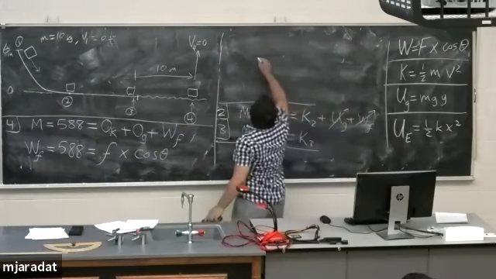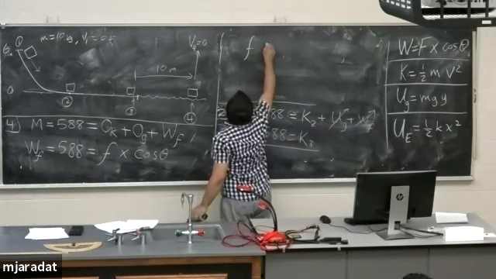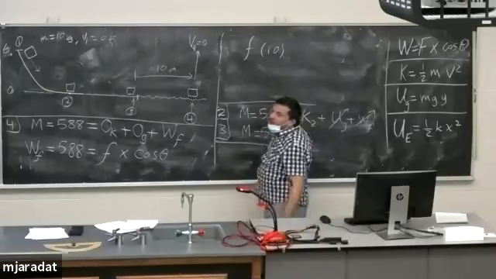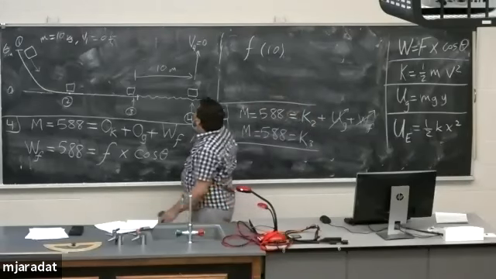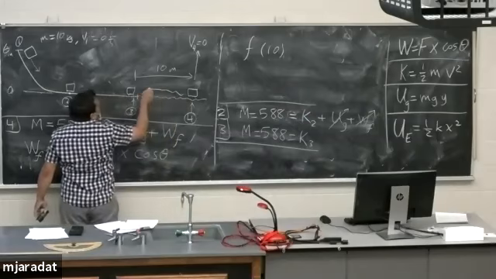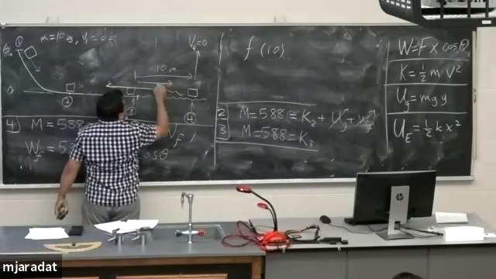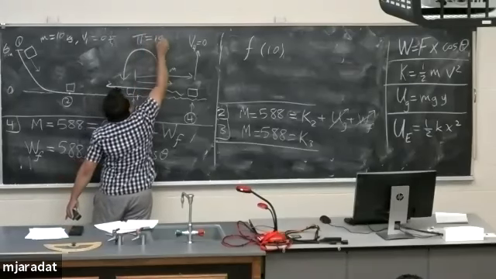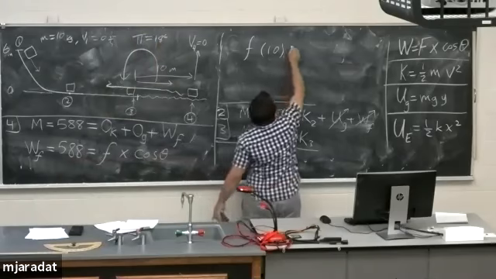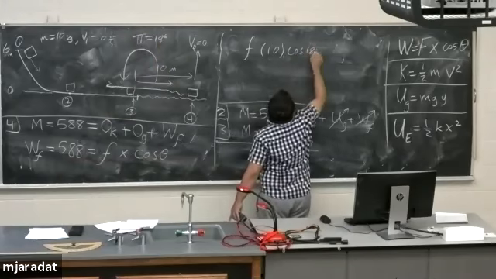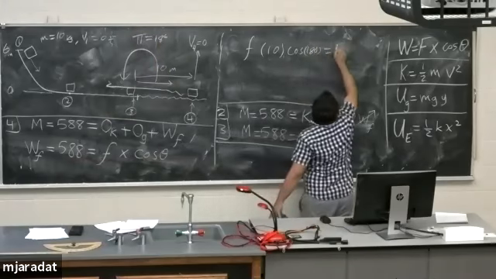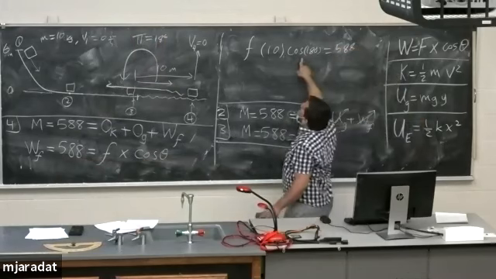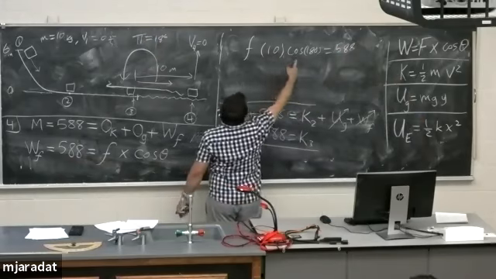So now we have F, the frictional force, multiplied by x. x is 10. Cosine theta. You can tell me how much theta. The frictional force is in this direction, x is in this direction. This is theta. It is pi or 180 degrees. So cosine 180 is equal to negative 1.